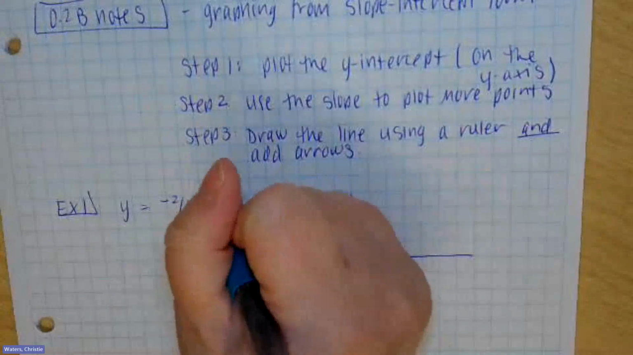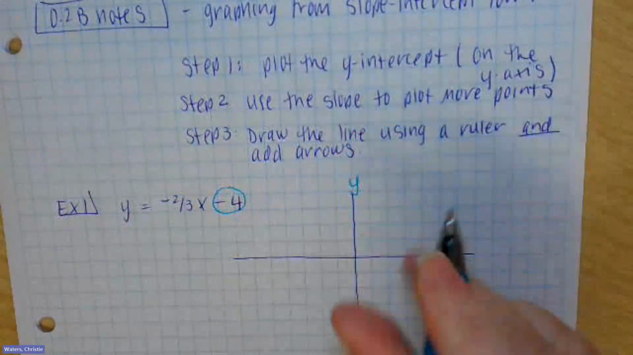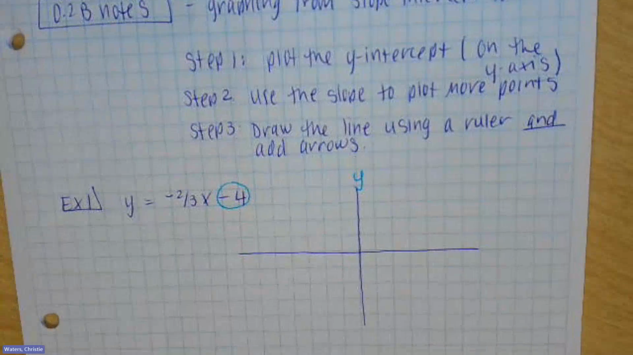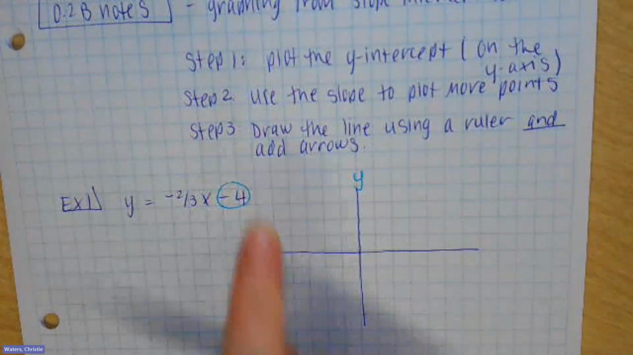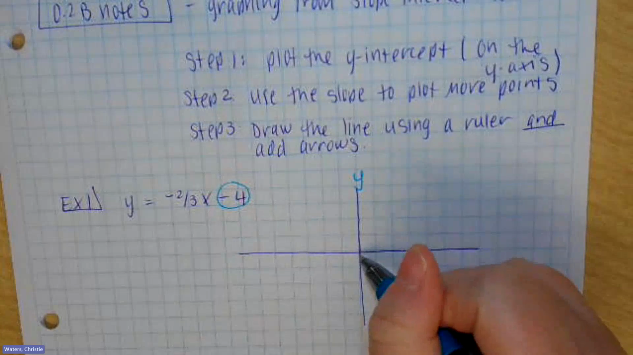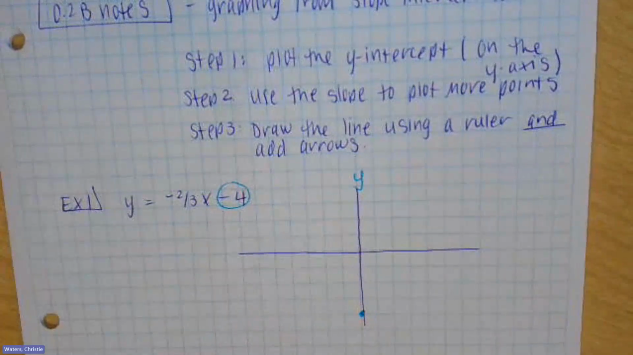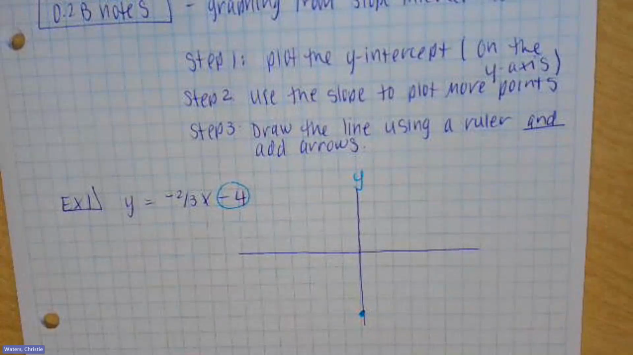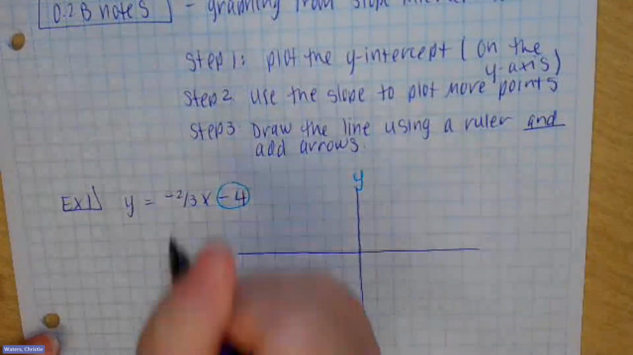So this -4 is the y-intercept. And this line, the up and down line, is the y-axis. So we need to put a dot at -4 on the y-axis. That is down 1, 2, 3, 4 spaces. So our first point goes there. Step 2, use the slope to plot more points.